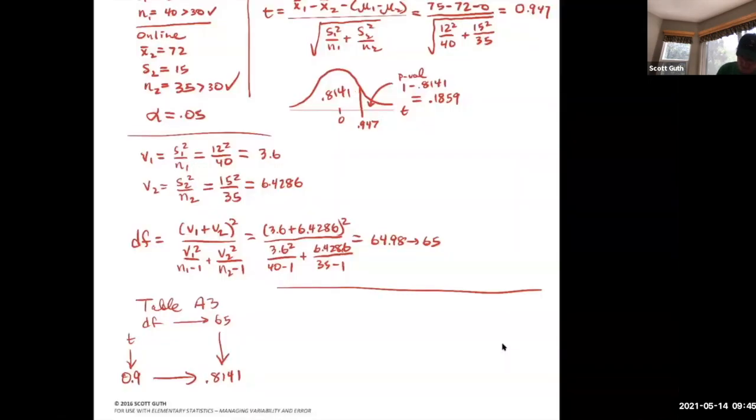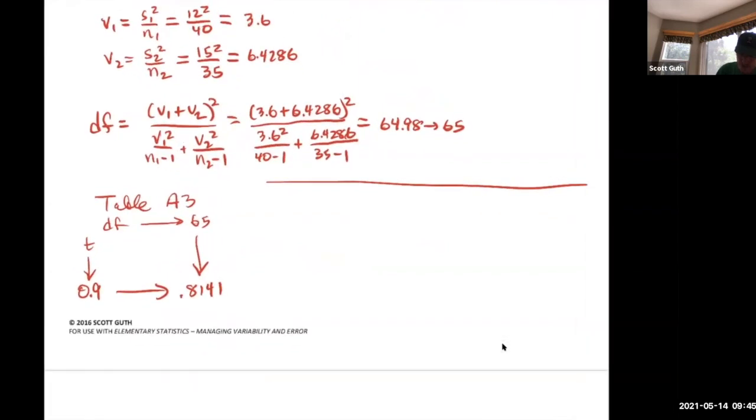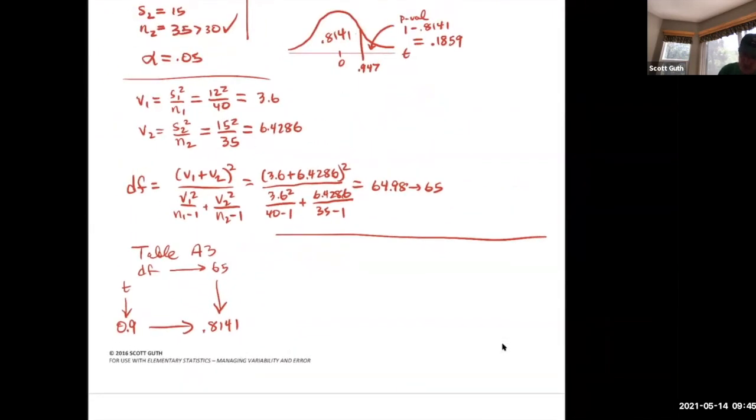I mean for p-values is what I'm saying. It's easier to use tables for critical values in general. So anyway, any questions?